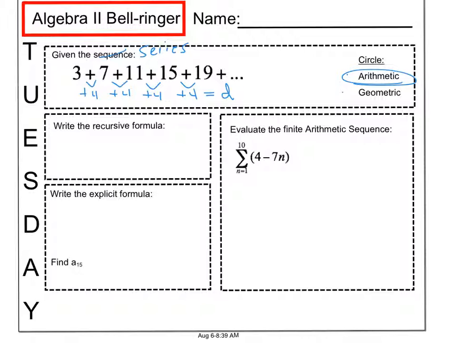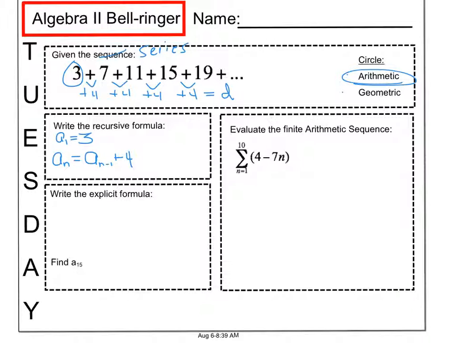To write the recursive formula, there's two parts to a recursive formula. We start by saying what our first term is, which is just the first term. In this case, it happens to be 3. And then the second part of the recursive formula, we say that a_n, which just means we can get any term, by taking a_(n-1), and that little subscript notation means the previous term, and adding 4 to it. So that's our recursive formula.